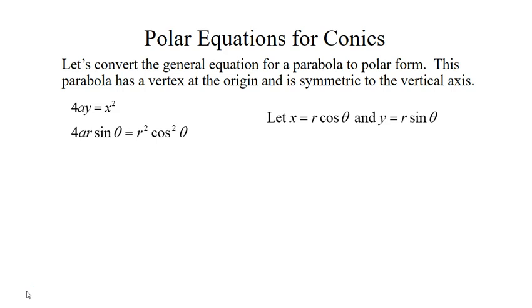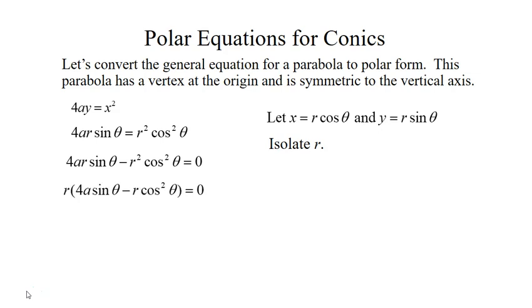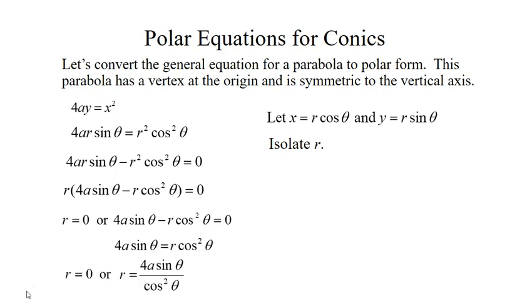Next, we're going to isolate r, so we're going to bring the r squared cosine squared theta over to the other side. Then we're going to factor out the r and set each factor equal to 0. In the second equation, I'm going to isolate r, so I brought the r cosine squared theta over to the other side, and then I'm going to divide by cosine squared theta.